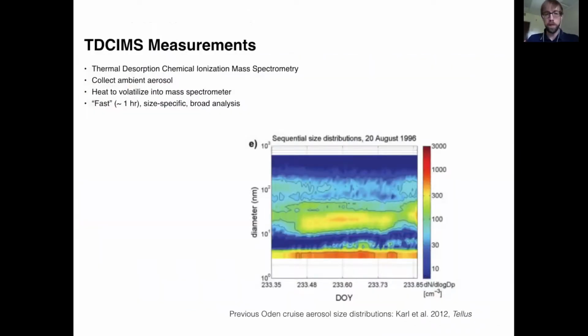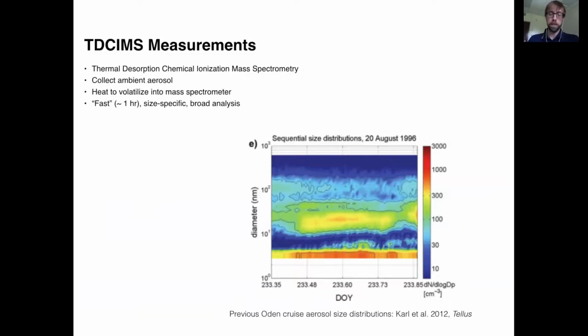So to be specific about what we're going to be undertaking, we'll be bringing an instrument we call the TD-CIMS. This is the thermal desorption chemical ionization mass spectrometer. It's basically a special purpose built instrument for collecting size resolved aerosol and analyzing it for a variety of species in a relatively quick manner. So we collect ambient aerosol, heat it to volatilize it into a mass spec, and we can do this on the order of about an hour. It's sensitive to really small amounts of mass, so we're able to use this to look at really small particles.